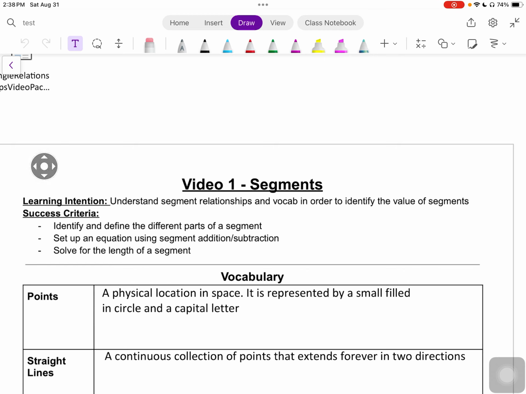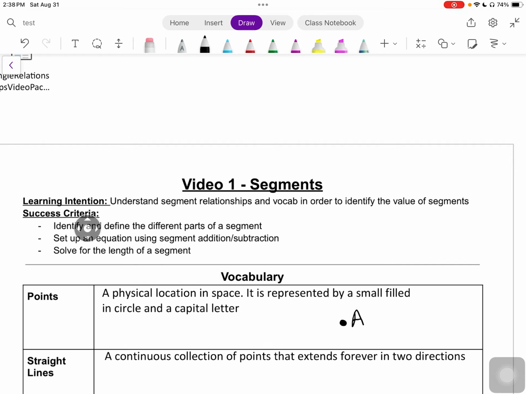So I have some vocabulary words put out. I typed it out for you so it's a little easier to read, and I'm going to go over each one. So the first vocabulary word is a point. It's a physical location in space. It's represented by a small filled-in circle and a capital letter. So normally what you'll see somewhere on the paper is a dot like this, and it's usually given a capital letter, A, B, it could be any letter, but this is how we label our points.